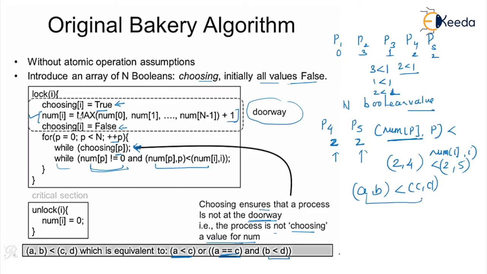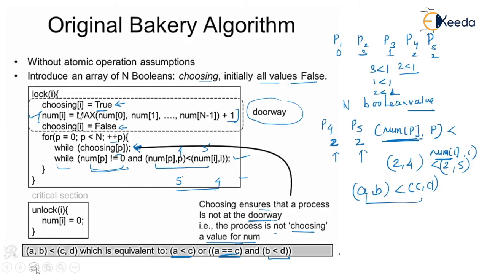So if A and C are equal, if these 2 and 2 are equal, num of p and this num of p, then we'll compare B and D also. And when we compare B and D, here the value in this case for one will be 4 and 5, that is what P4 will execute, and P5 will execute 5 and 4. So P4 will be given preference and it will be allowed to enter into the critical section.